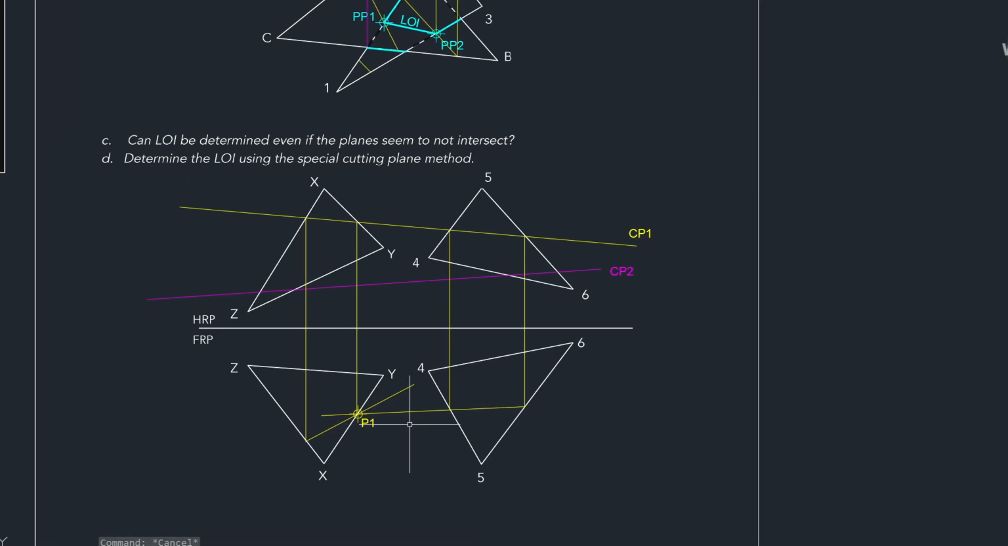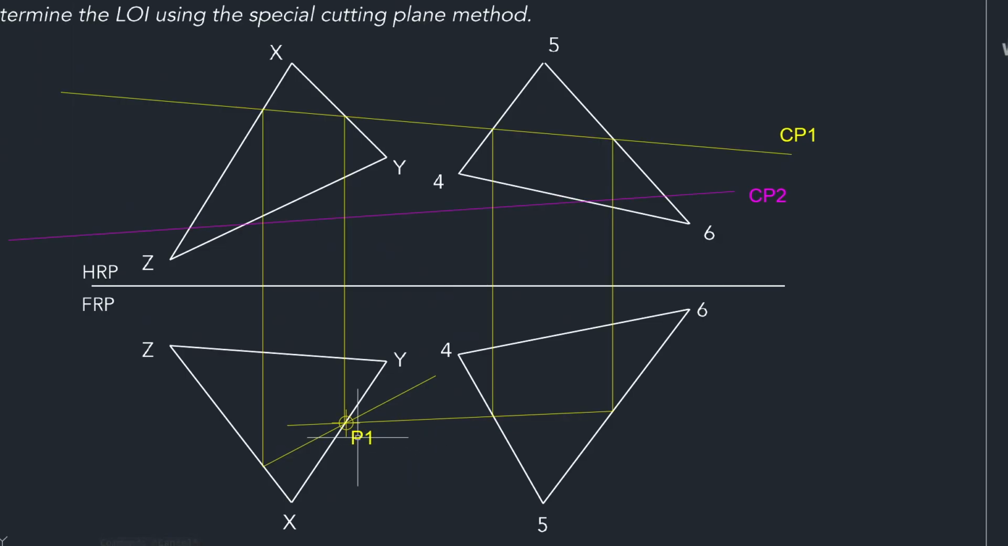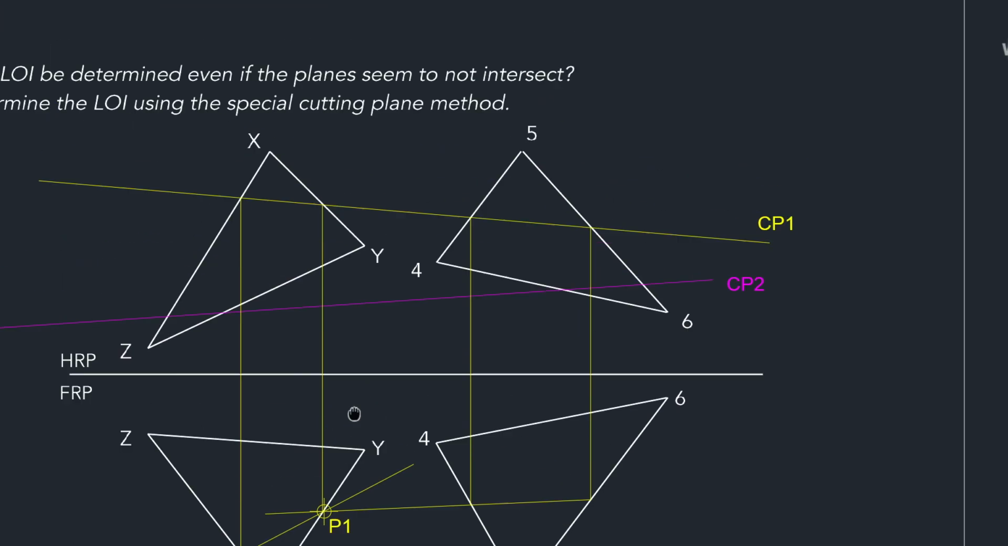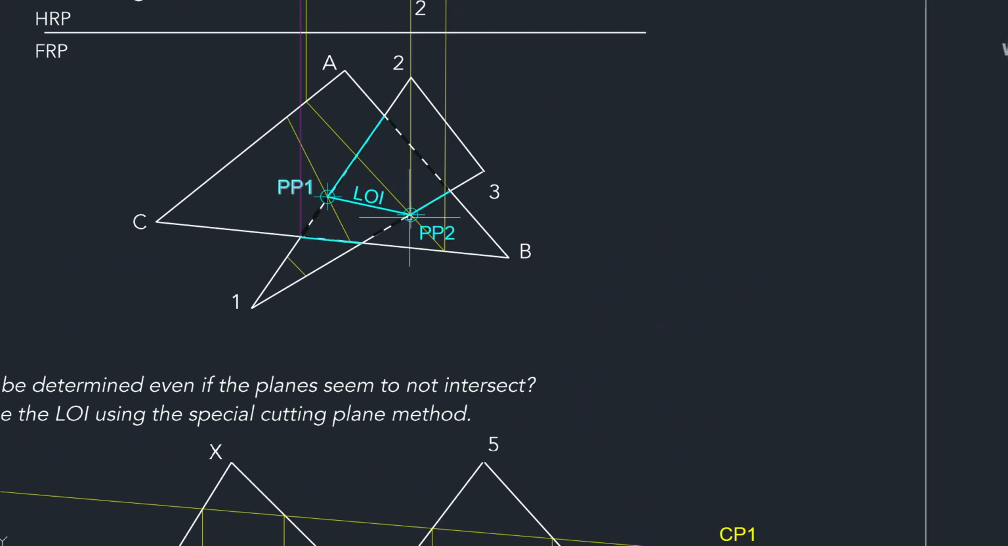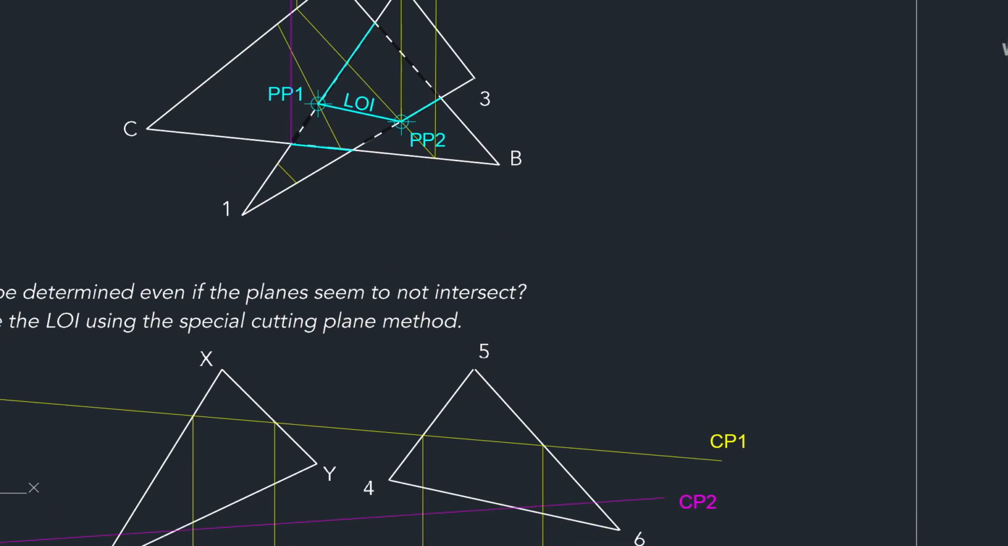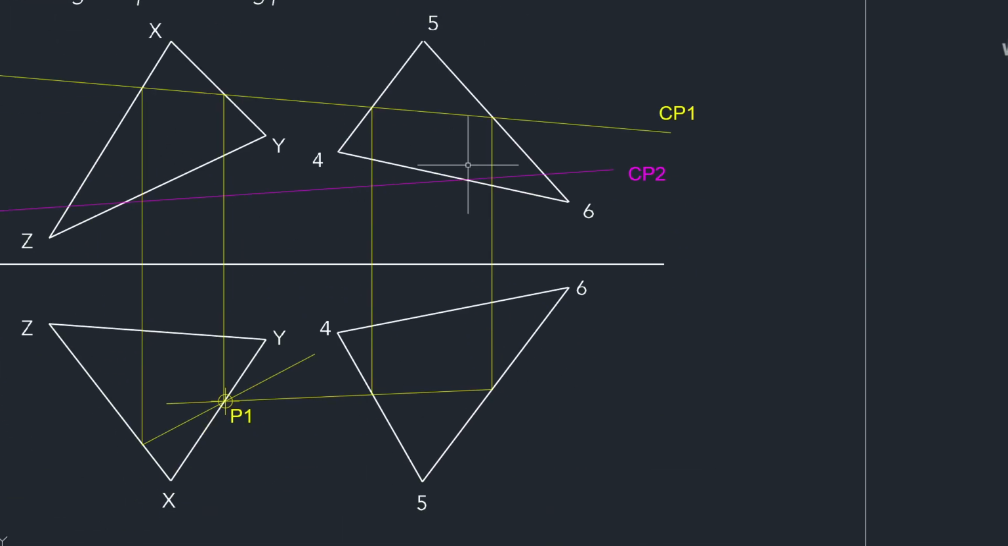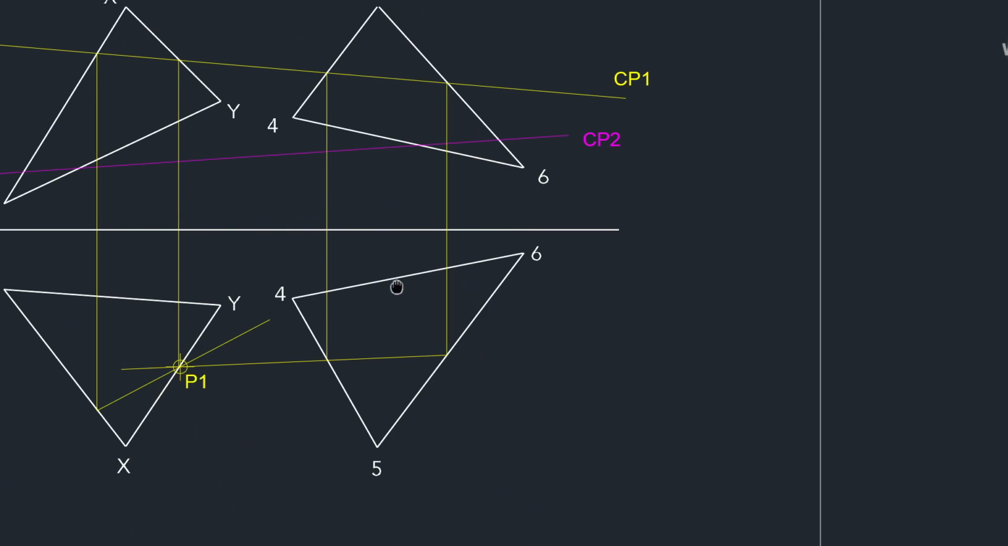Alright? So, you can think of P1 as sort of an imaginary piercing point, if you can call it that. Para siyang imaginary piercing point. Kasi the way we create LOIs is, meron tayong two piercing points na kinukuha. Tapos, connecting the two piercing points, we can find the LOI. Alright?